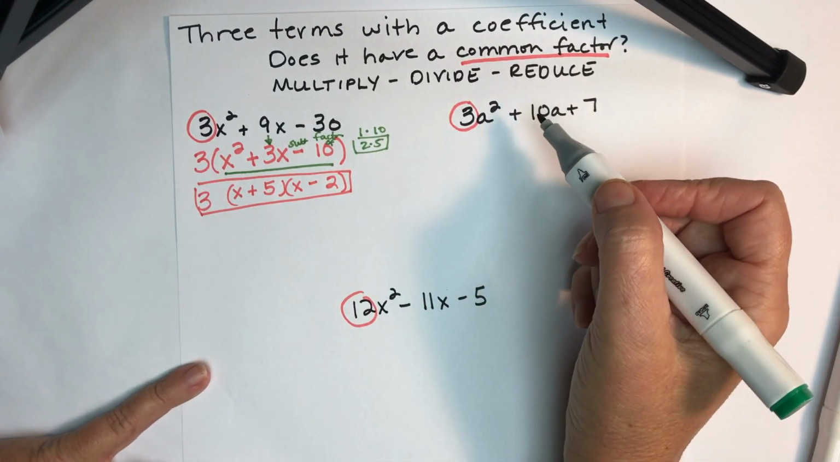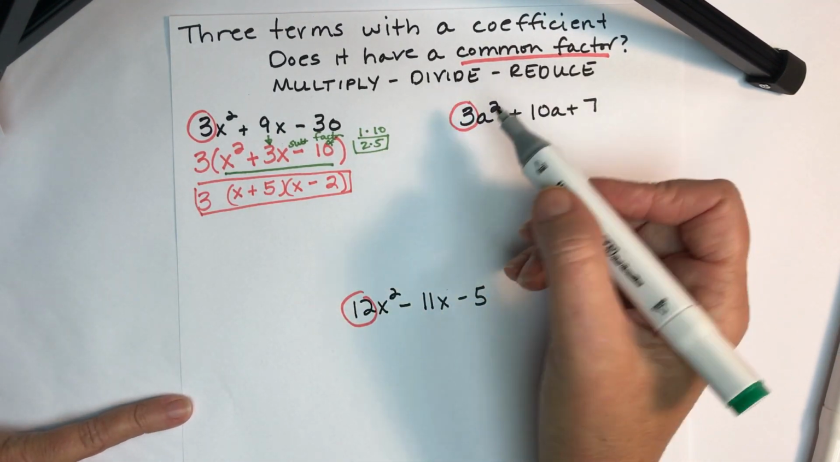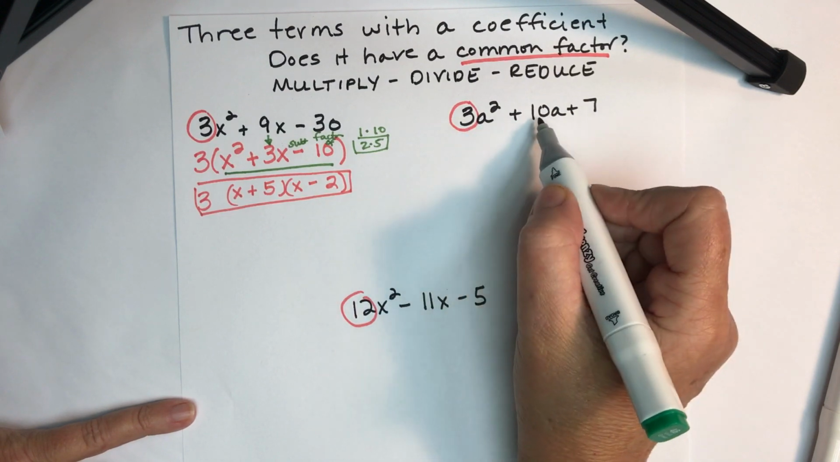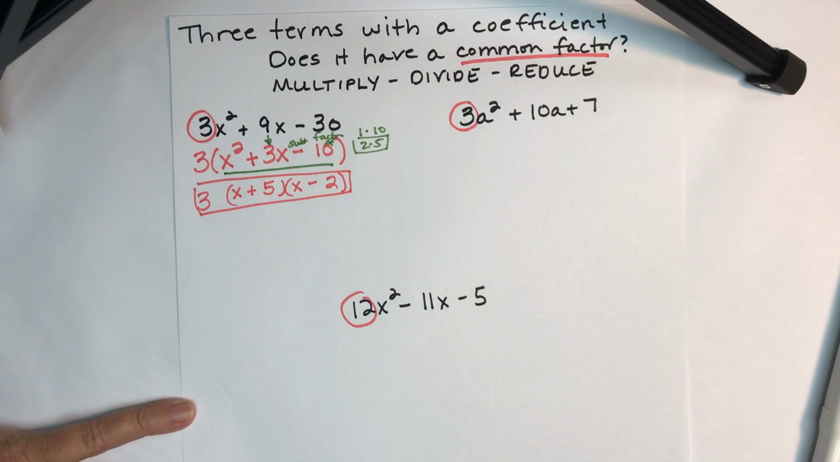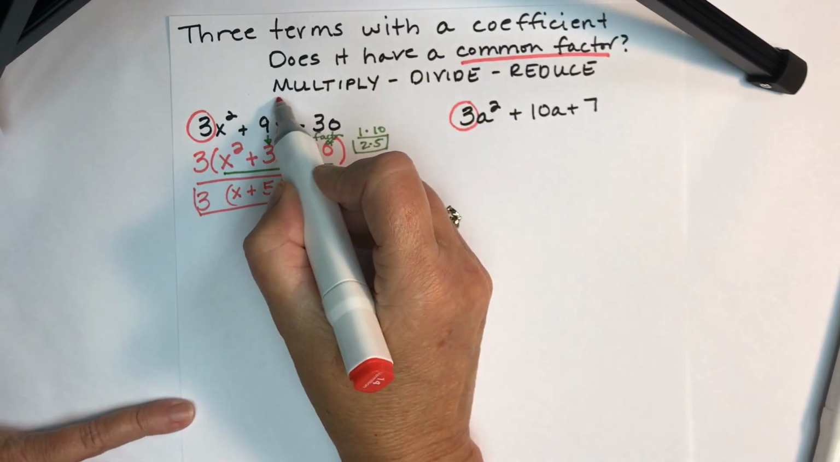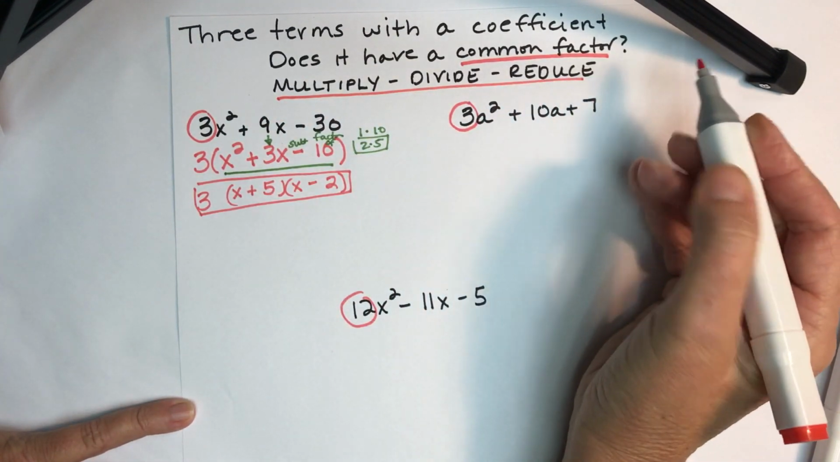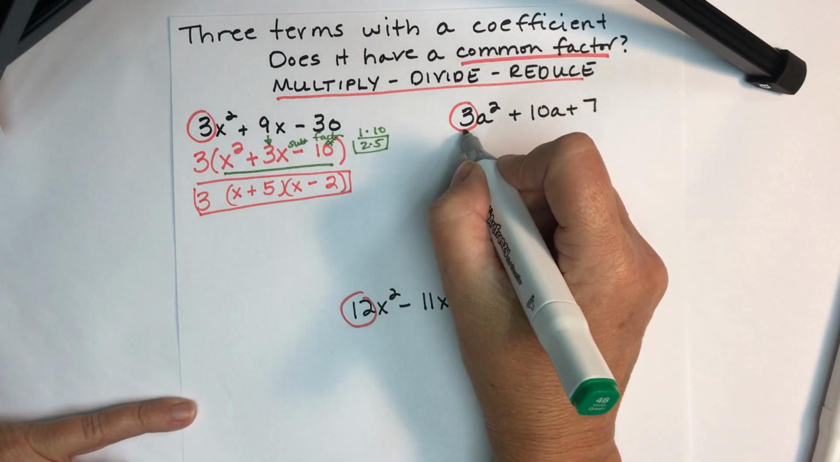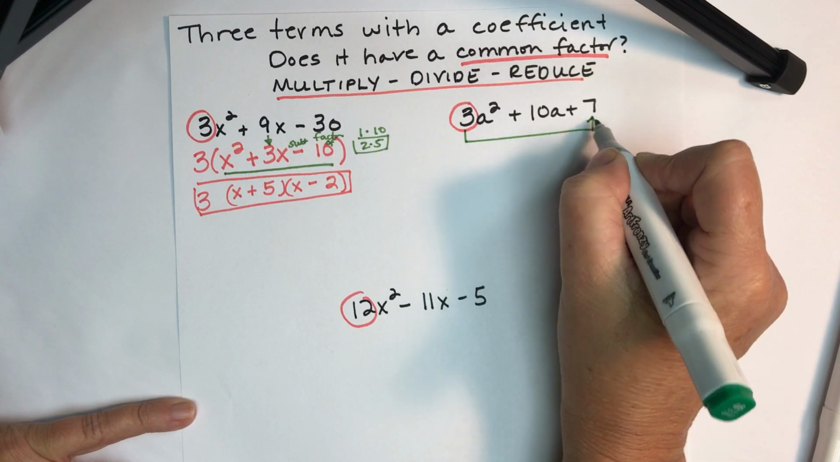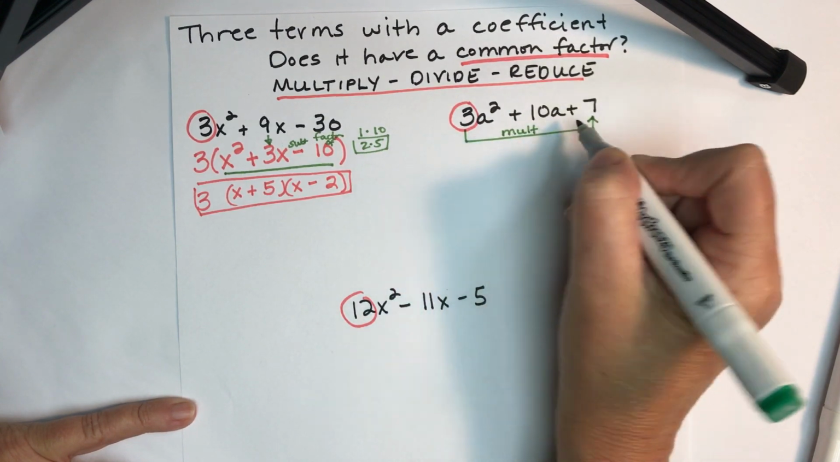Now let's look at the second example though, and you do want to check for a common factor, but you see that 3 won't divide into 10 and 3 won't divide into 7, so it does not have a common factor. So then we're going to go to what I call multiply, divide, reduce. And so the first thing we're going to do is take this first number 3 and we're going to multiply it times that last number.